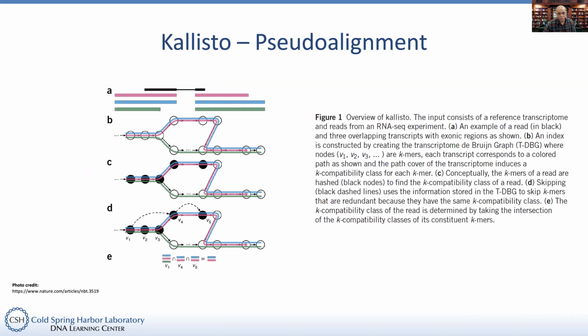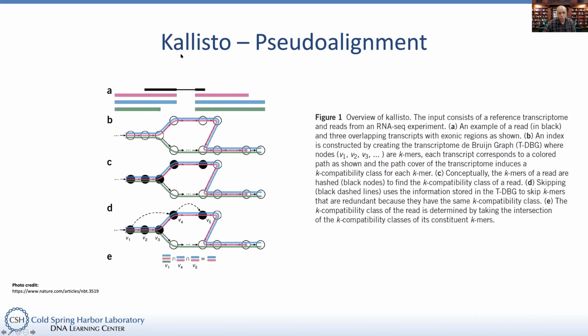With the de Bruijn graph, you can take a read, which is here in black. This is a figure from the original paper, so to really get an understanding, you might have to read that. But if you have an actual read, and then you have a pink transcript here, a blue transcript, and a green transcript, your question is, which of these transcripts is this read compatible with?